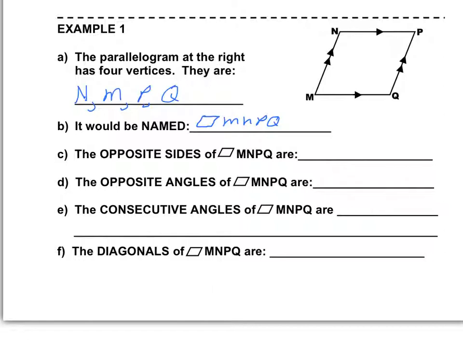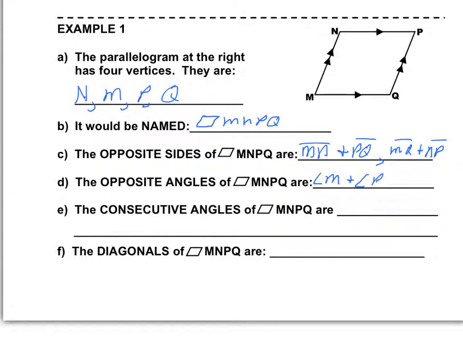The opposite sides in parallelogram MNPQ, there are two pairs, right? We've got MN, and that is a segment, so you do have to put the little symbol above it, and its opposite side would be PQ. And then we have MQ, and its opposite side is NP. So we make sure to put our little symbols to show that those are line segments. What about the opposite angles? If I gave you angle M, what angle is opposite from it?